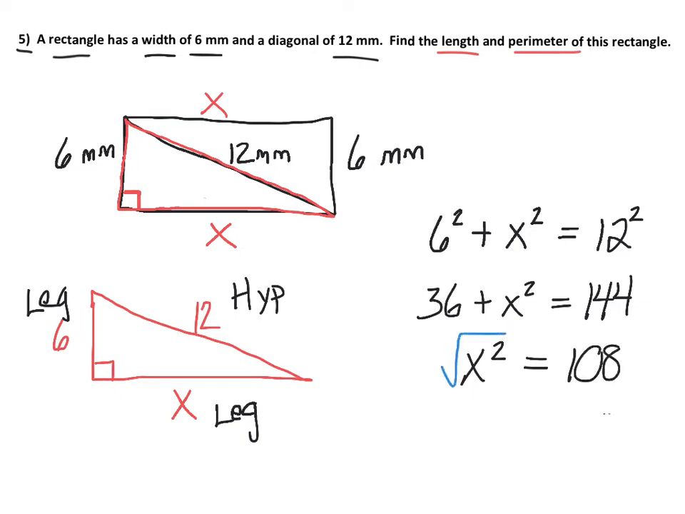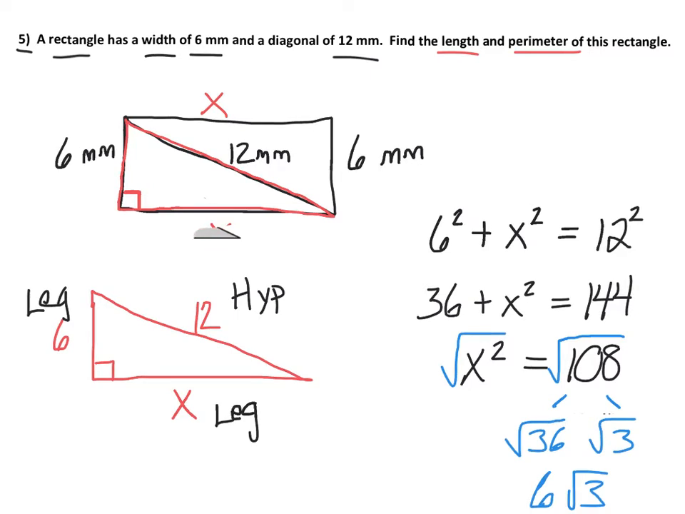Now, when I take the square root, unfortunately 108 is not a perfect square, but I can factor 108 down into 36 times 3. And then the square root of 36 is going to turn into 6 radical 3. So now I can go back to my original picture, and instead of x, I can fill in 6 radical 3. So I'm going to have that at the top of my rectangle and at the bottom. And this is still in millimeters.